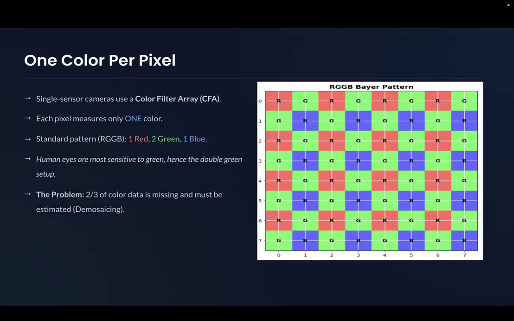Why two greens? Human eyes are more sensitive to green. Having two green samples per group gives us lower noise and higher perceived image quality. The consequence is striking. At any given pixel, we only measure one of the three color channels. That means two-thirds of our image data is not directly measured. We have to estimate it. That estimation process is called Bayer interpolation or demosaicing.